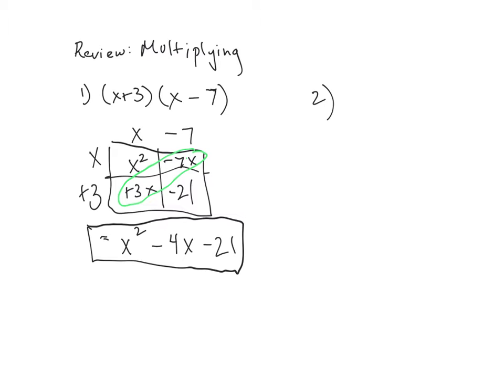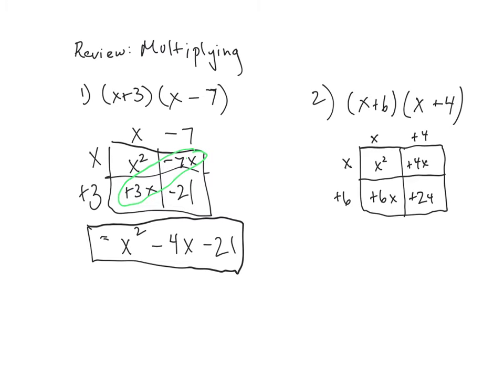I want you to try one. Go ahead and try x plus 6 times x plus 4. Multiply that with the box and enter your answer when you're ready. All right, so hopefully your box ended up something like that. We have x squared, the diagonal which combines to 10x, and plus 24.